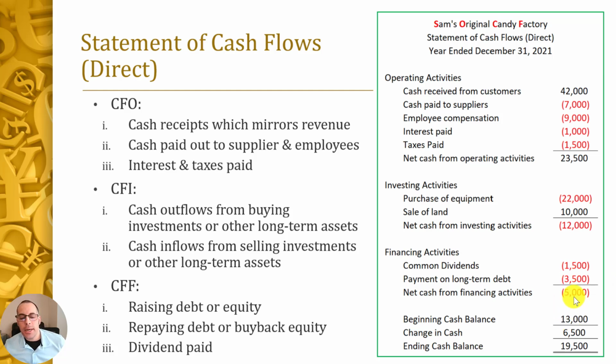In the beginning of the year, he had $13,000 of cash. In all of 2021, he generated $6,500 of cash. To calculate $6,500, it's operating cash flow plus investing cash flow plus financing cash flow. So at the end of the year, he has $19,500 of cash.